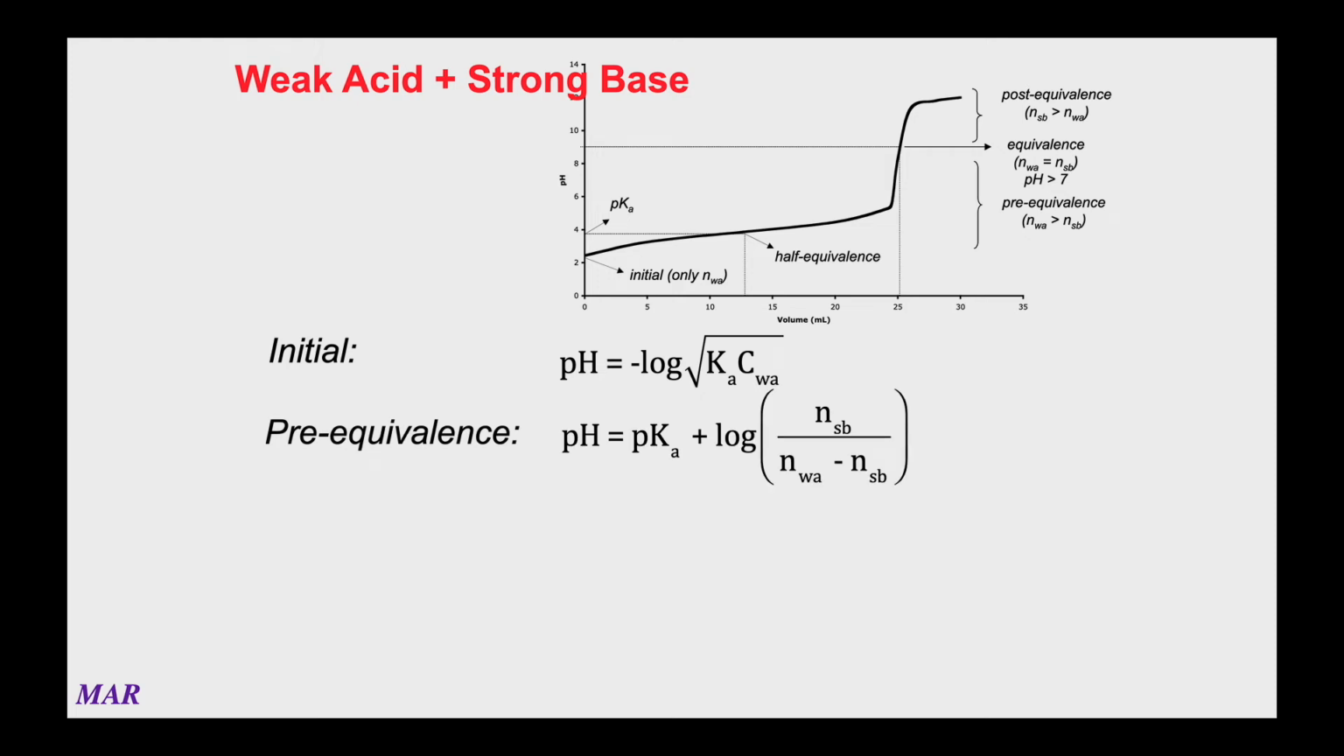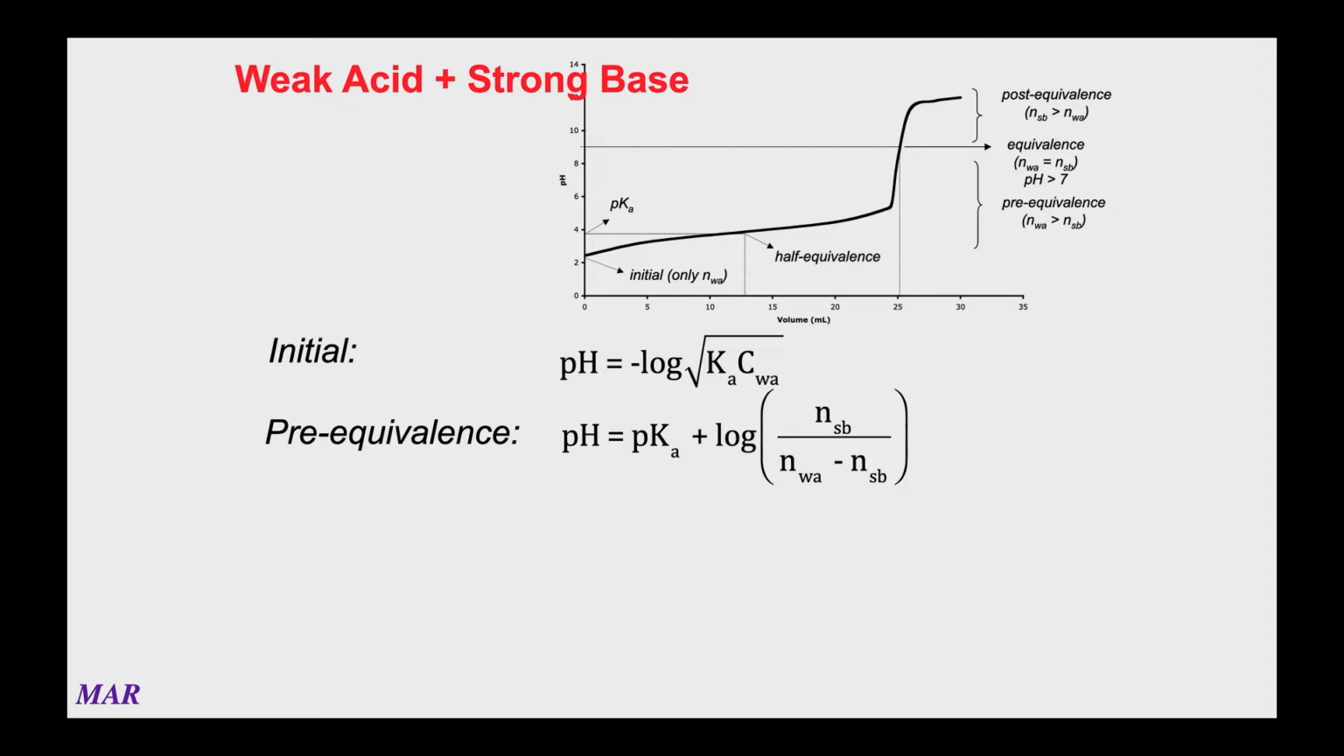Now, in the pre-equivalence region, where you have more moles of weak acid than moles of strong base, we're going to use a derivative of one of the Henderson-Hasselbalch equations. It was the Henderson-Hasselbalch equation where you added strong base to a buffer. And that was pH equals pKa plus log. In the numerator, it was moles of weak base plus moles of strong base. And in the denominator, it was moles of weak acid minus moles of strong base. Well, in a titration, you don't have any moles of weak base at all to begin with in these kinds of problems. So NWB is not up there because it's 0, all right?